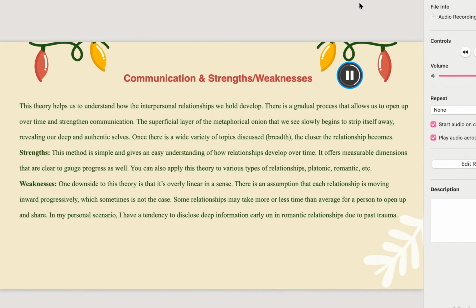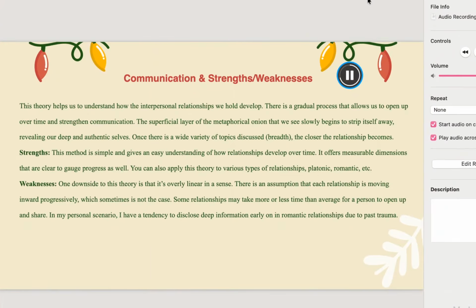One strength that I did notice within this method is that it's very simple and gives an easy understanding of how relationships develop with those steps that I said in the first slide. It offers measurable dimensions that are clear to gauge the process as well, and this can be applied to various types of relationships, not just romantic, but platonic, coworkers, bosses, things like that.